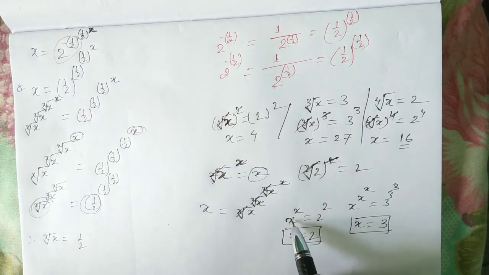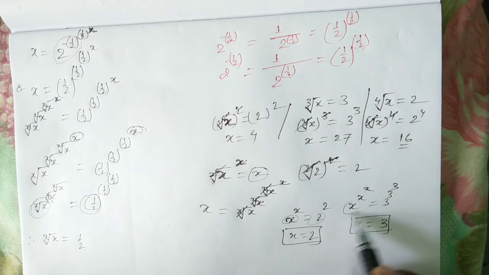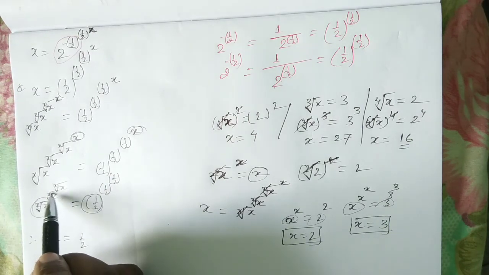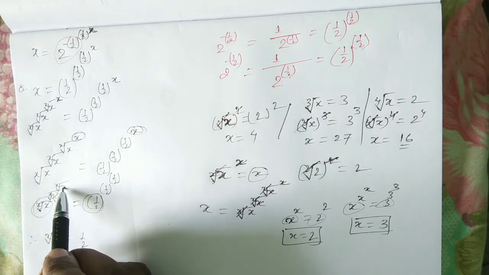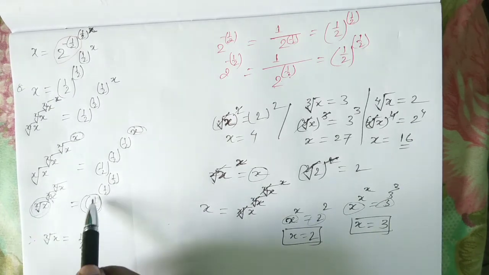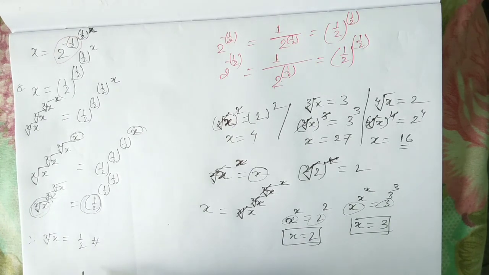In the same way, x to the power x is equal to 2 to the power 2, so x is equal to 2. And x to the power x is equal to 3 to the power 3 to the power 3, and x is equal to 3. In the same way, xth root of x to the power xth root of x to the power xth root of x is equal to 1 by 2 to the power 1 by 2 to the power 1 by 2. So xth root of x would be here 1 by 2. So this is our final answer.